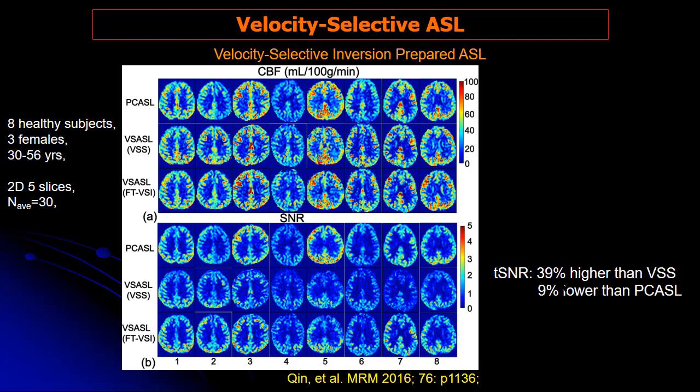The reason we didn't reach the theoretical 100% gain in ISNR is that the labeling efficiency of our VSI pulse train is still sensitive to the B1 effect, and also because it's relatively long, around 50 milliseconds, it still has a T2 effect and some other temporal velocity change effects.